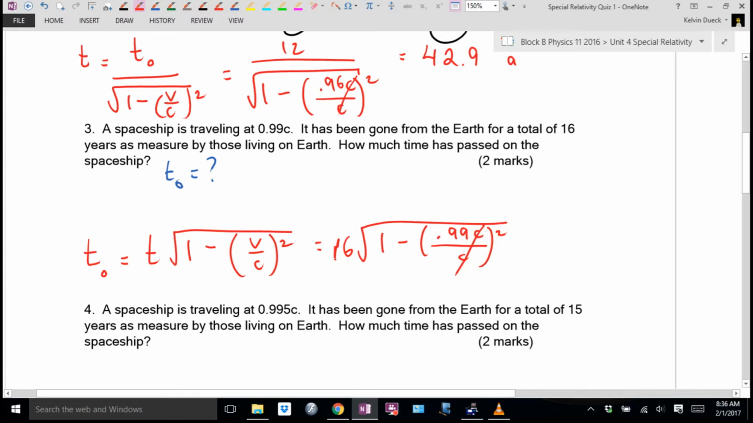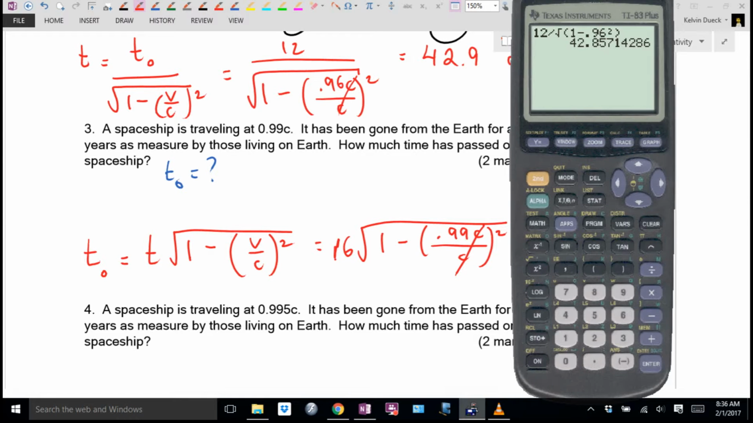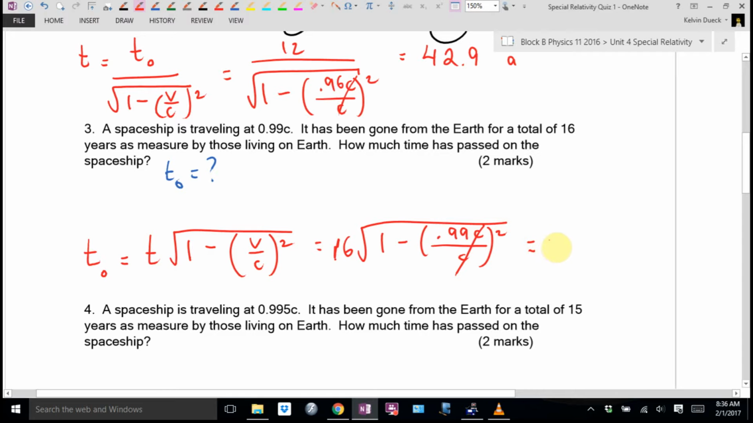Do you see? 16 times the square root of bracket 1 minus 0.99 squared. Do you get 2.26? 2.3? I'll go 2.26. 2.3 is fine.